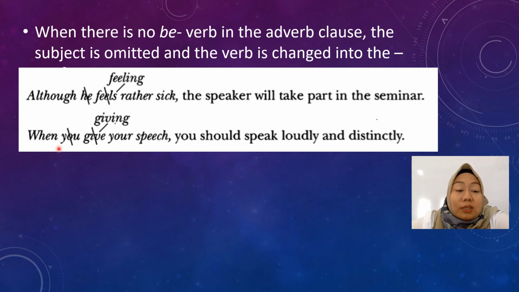It is also the same with the second sentence here. When you give your speech, you should speak loudly and distinctly. If we want to reduce the adverb clause here, we will omit the subject and change this verb into the ing form. So it becomes, when giving your speech, you should speak loudly and distinctly.